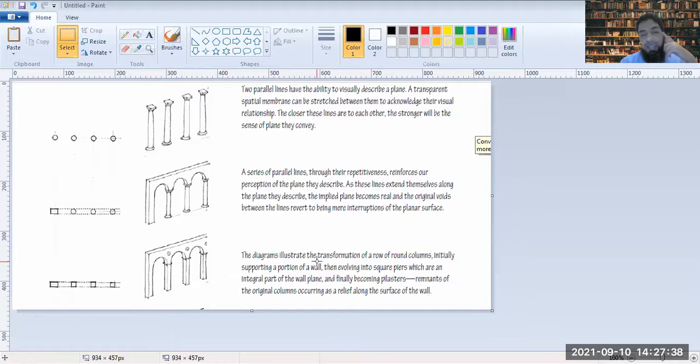And in the third example, the diagram illustrates the transformation of a row of round columns, initially supporting a portion of a wall, then evolving into square piers, which are an integral part of the wall plane, and finally becoming pilasters, remnants of the original columns occurring as a relief along the surface of the wall.